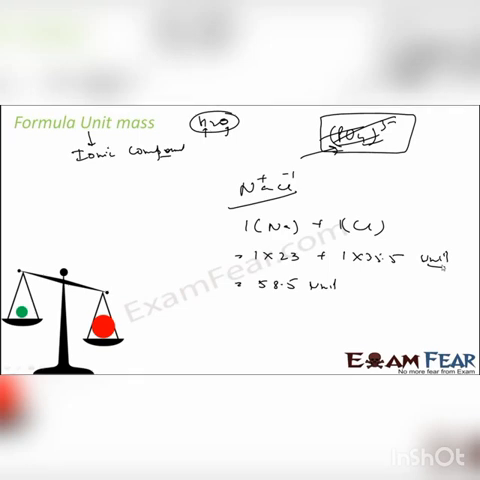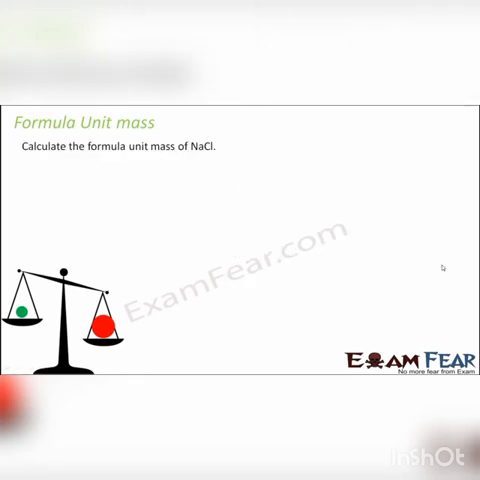Okay. So it's just a new term. Thus now we found that the value of formula unit mass for NaCl is 23 plus 35.5, add this, 58.5 unit.